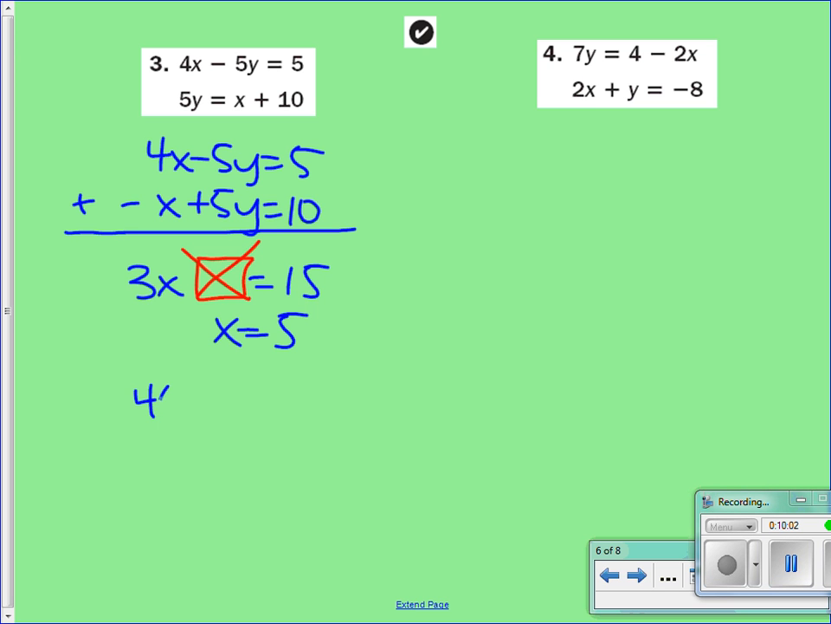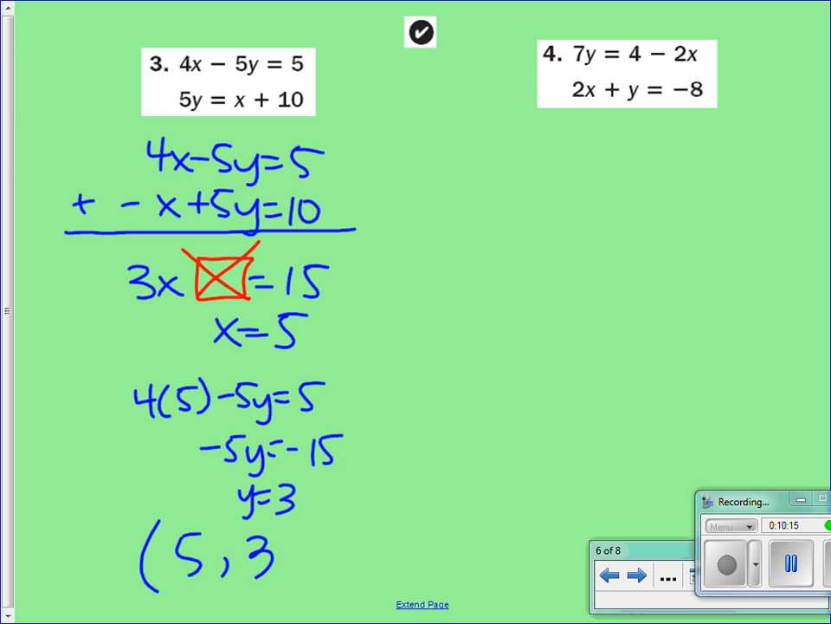But 4 times 5 minus 5y equals 5. And that means negative 5y equals negative 15. So my ordered pair, my solution would be 5, 3.